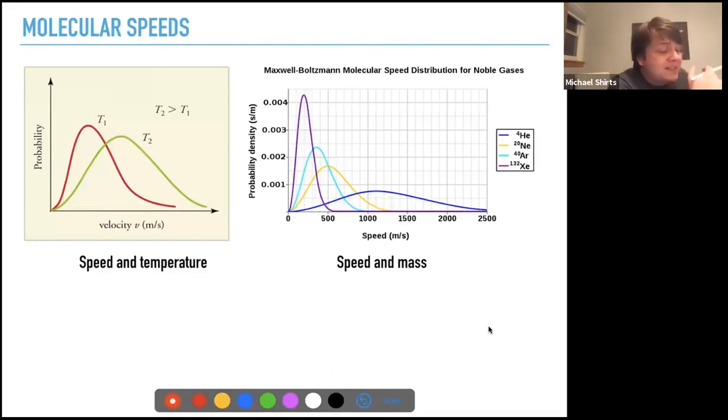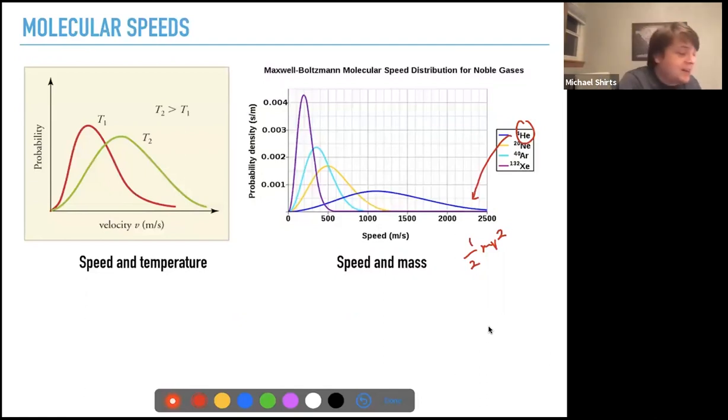But at the same temperature, for different masses, you get very different distributions as well. If you have a heavy molecule, so here, let's look at helium, which is quite light, it has very high speeds because kinetic energy is 1/2 mv squared. And so if the temperature is proportional to the kinetic energy, for a given amount of kinetic energy, if you have a light mass, you have to have a high velocity in order to have that amount of kinetic energy.